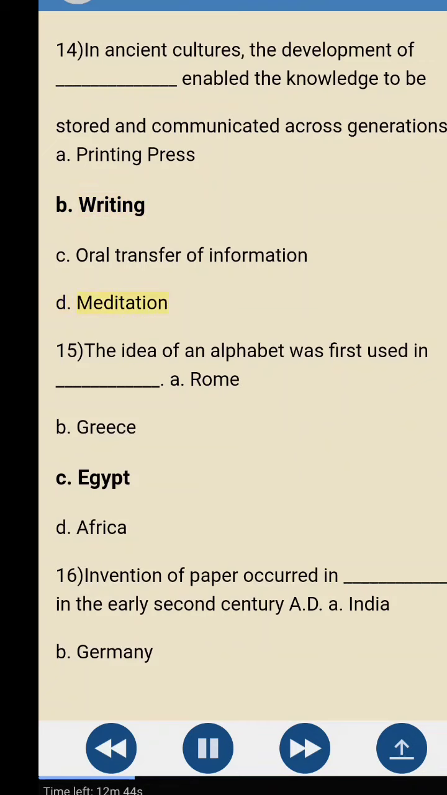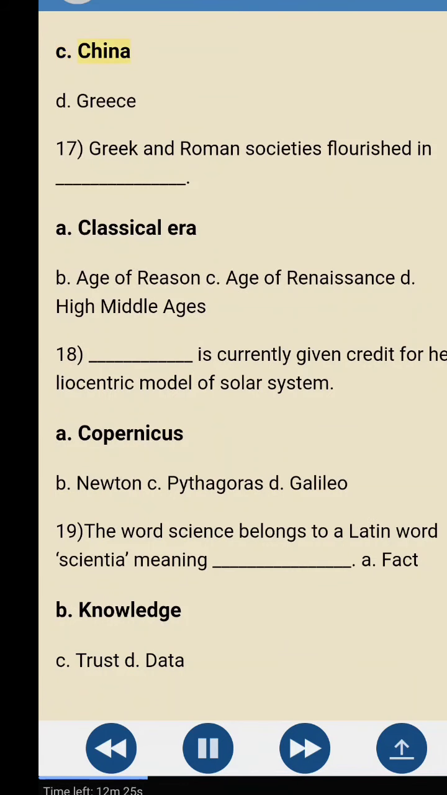D. Meditation. 15. The idea of an alphabet was first used in blank. A. Rome. B. Greece. C. Egypt. D. Africa. 16. Invention of paper occurred in blank in the early 2nd century AD. A. India. B. Germany. C. China. D. Greece. 17. Greek and Roman societies flourished in blank.